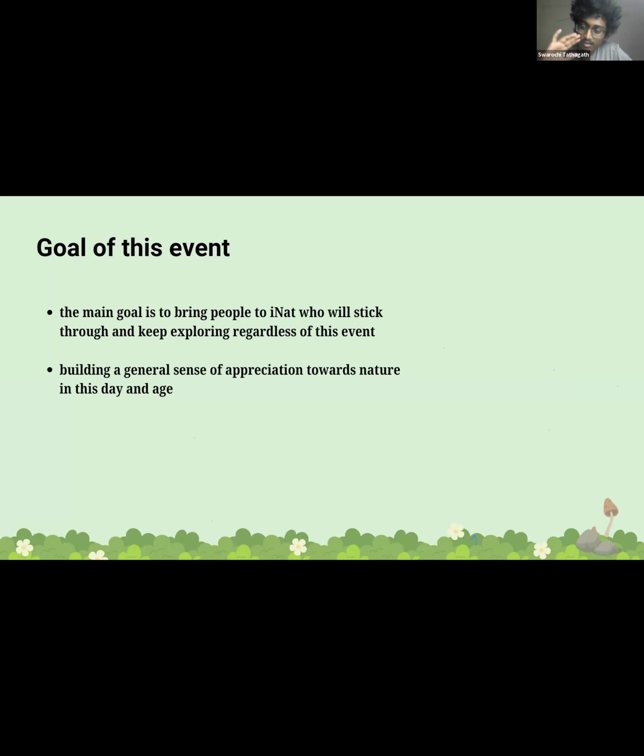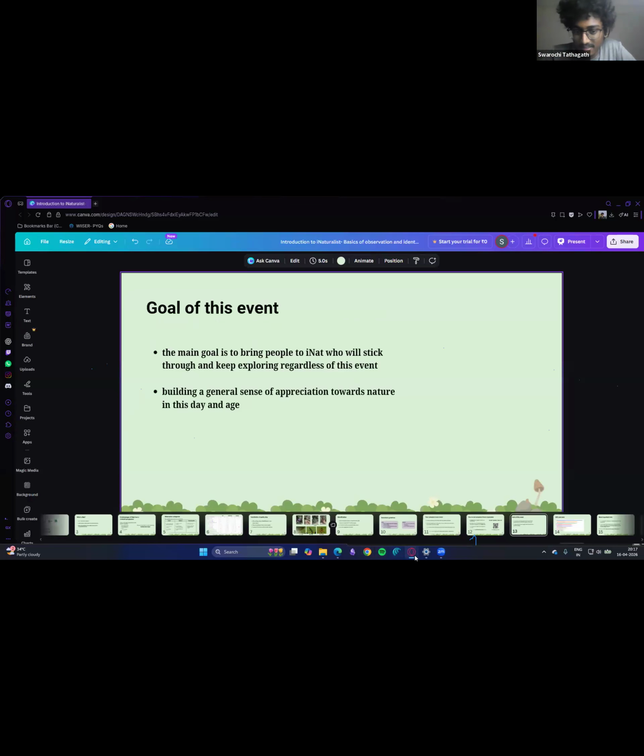And the second thing, the more technical thing over here, is that the goal of this is to make you stick with nature, make you stick with observing things, and at that, very slowly observing things. The main goal is to bring people to iNat, to our community, who will keep going out there, who will keep exploring things within the city, outside the city, wherever you are, regardless of CNC. The point of CNC is to make everyday CNC. Does that make sense? I don't know if that makes sense, but anyways.